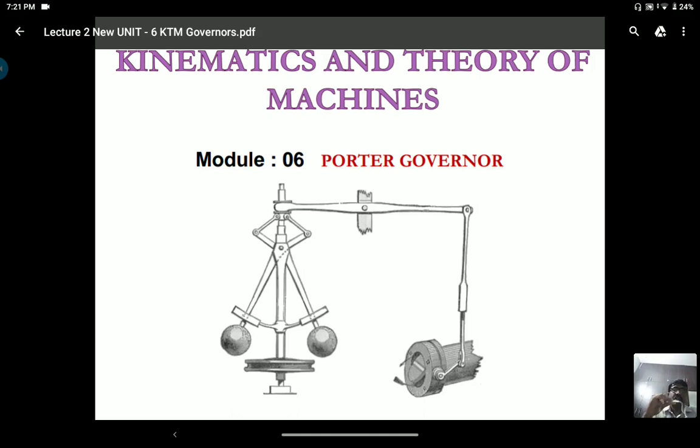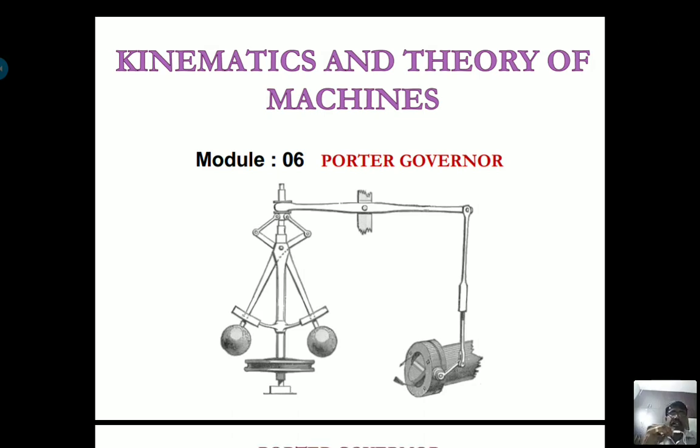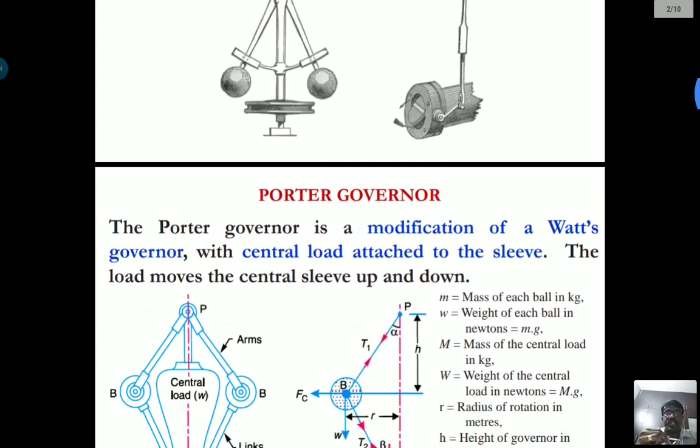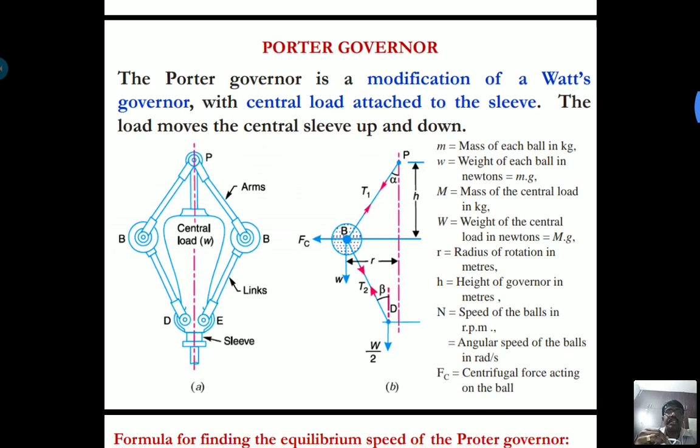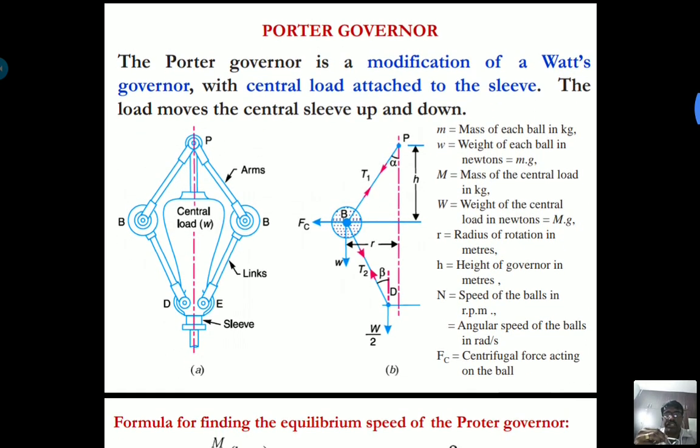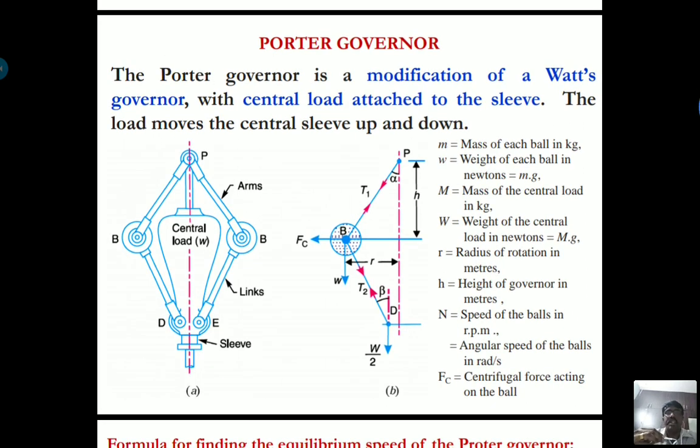Hello friends, in this lecture we are going to discuss the second type of centrifugal governor, which is the Porter governor. The Porter governor is the modification of Watt's governor. You can see a small change in the whole arrangement of this Porter governor. You can see a central load along with the sleeve in this arrangement, but other parts are more or less similar to Watt's governor. And you can also see the line sketch of the Porter governor.